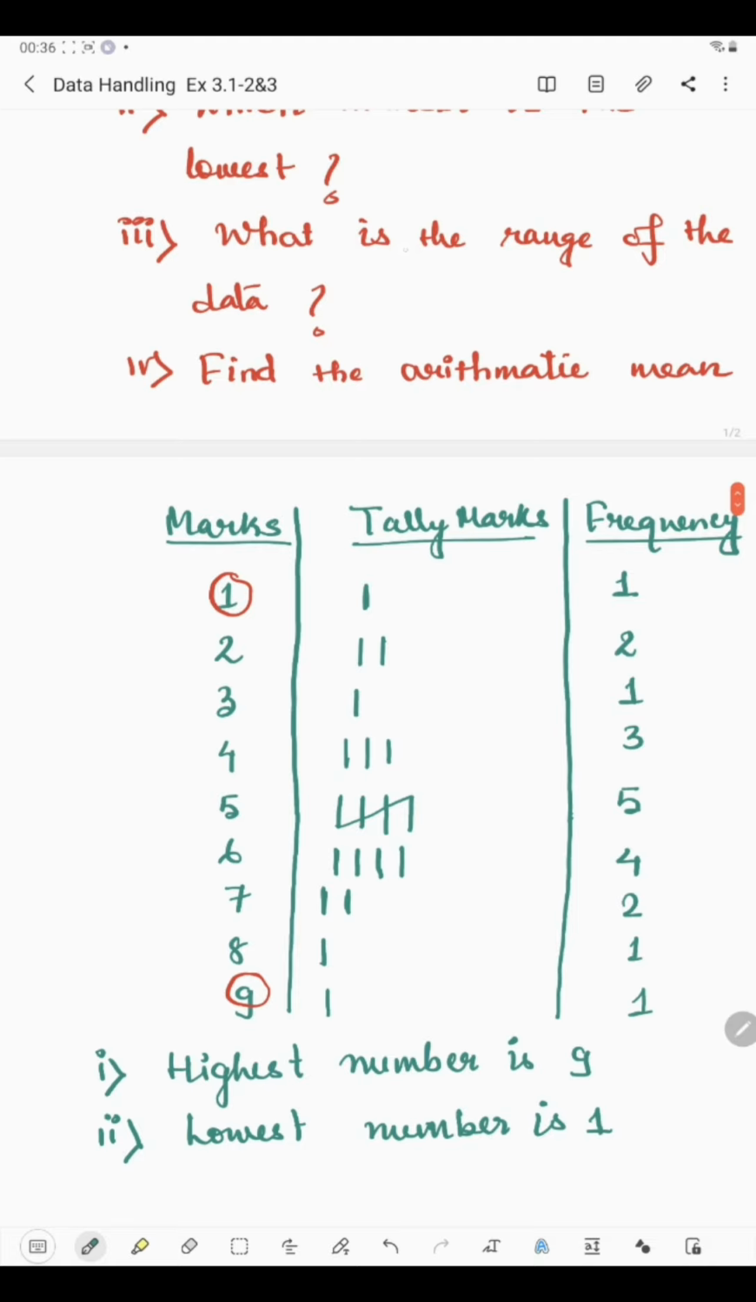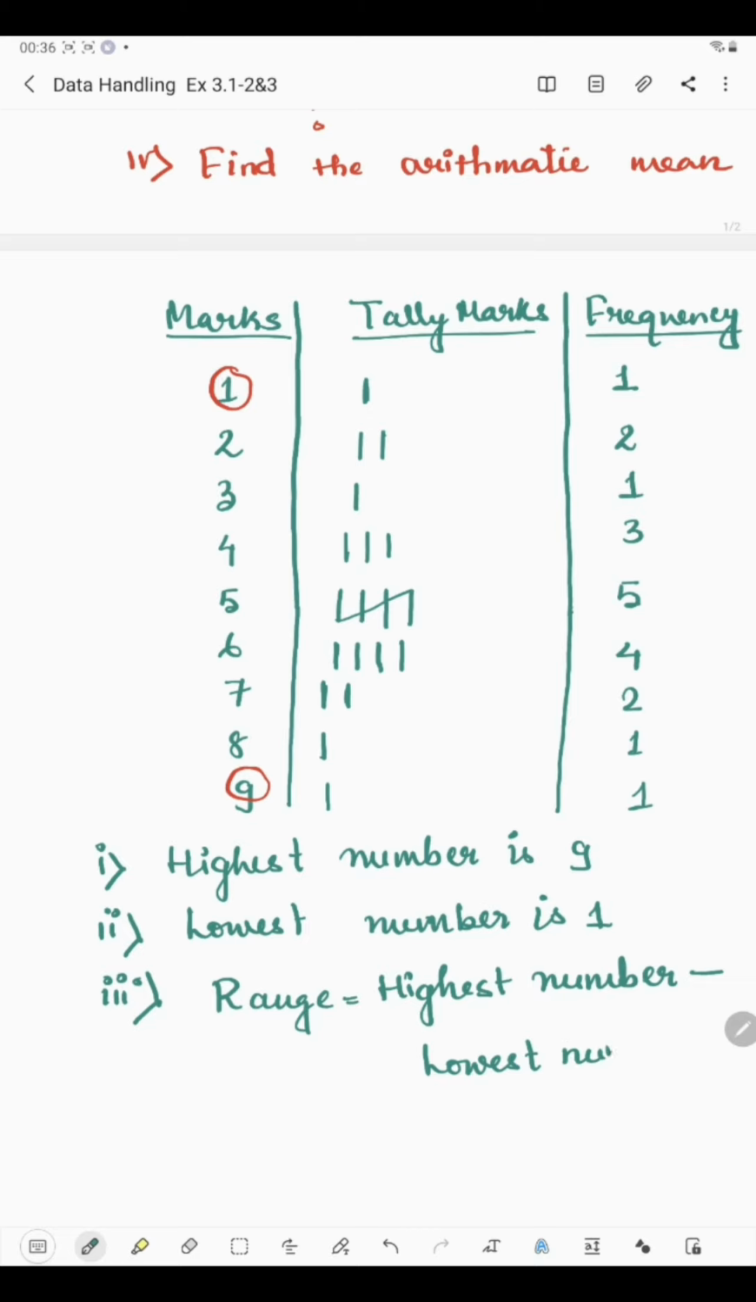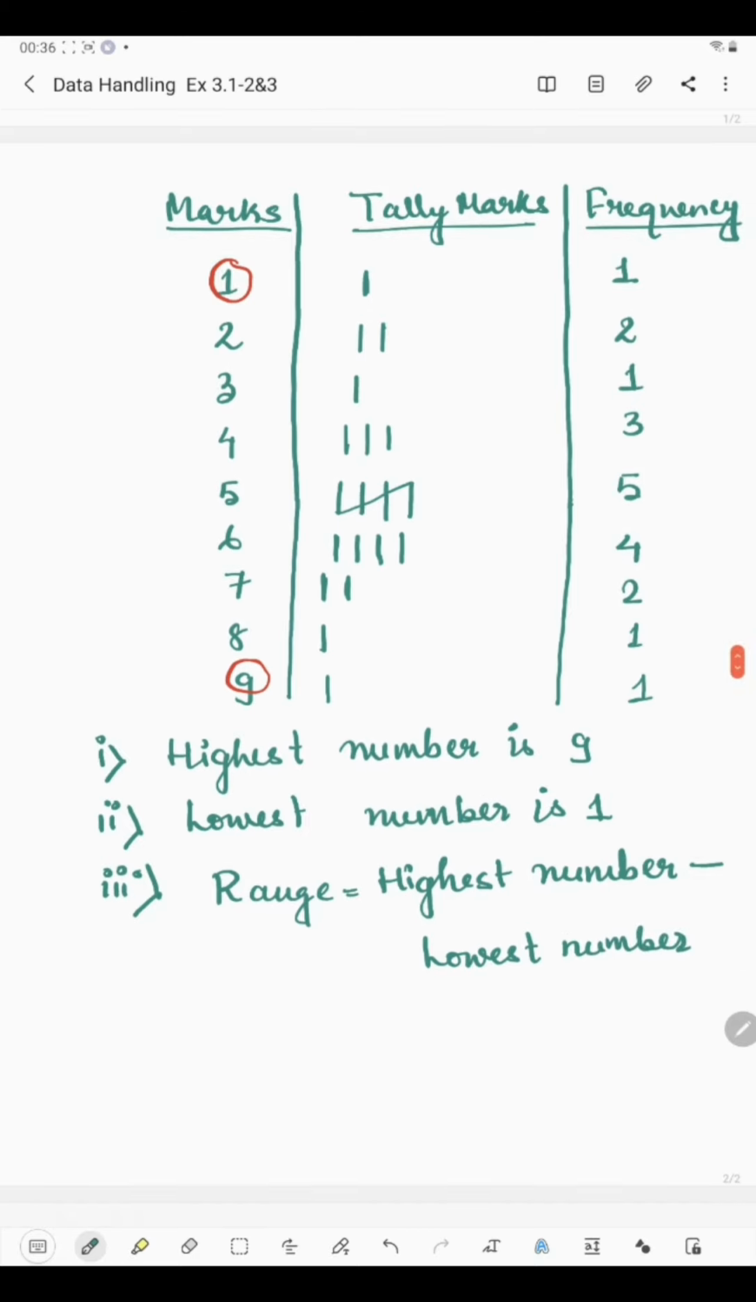Now in the third part, what is the range of the data? Now how to find range? Range we can get by subtraction of the lowest number from the highest number. So range is nothing but the difference between the highest number and the lowest number. Okay, so the highest number we have got is 9, and the lowest number is 1. So the difference of 9 and 1 is 8. So the range will be 8.